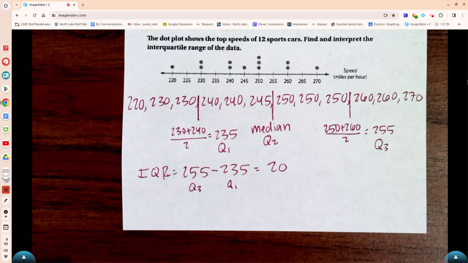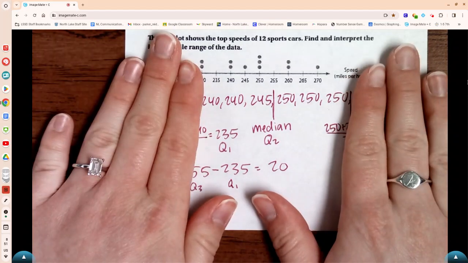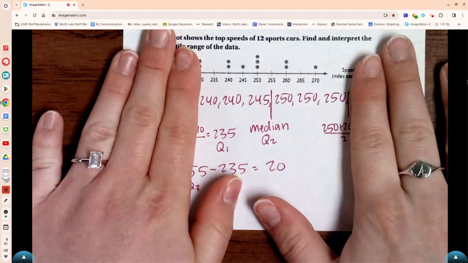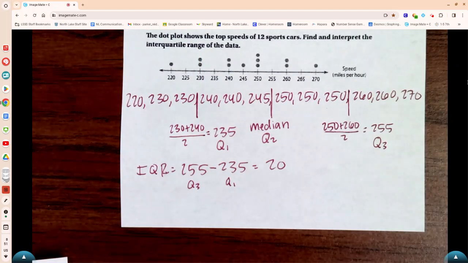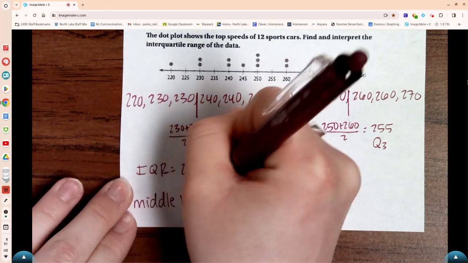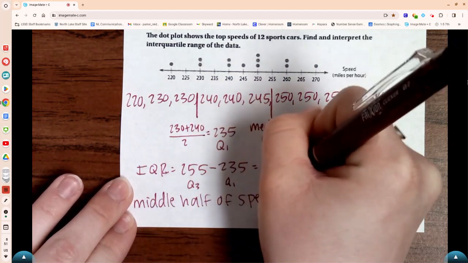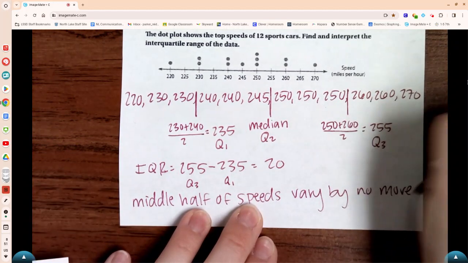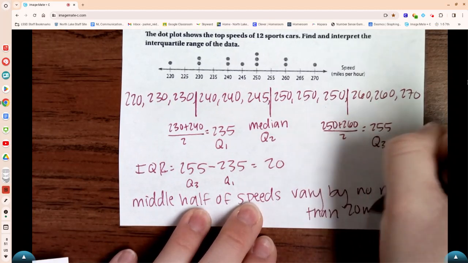And the last thing I need to do is figure out what this actually means. So again, earlier we said the range is describing how spread out the entire data set is. This is describing how spread out the middle half is, because again, there's a quarter in each of these sections, and I'm looking at 2 of the sections, so 2 quarters, that's a half of the data. So this is telling me how spread out that middle half is. So what I could say is that the middle half of the speeds vary by no more than 20 miles per hour.